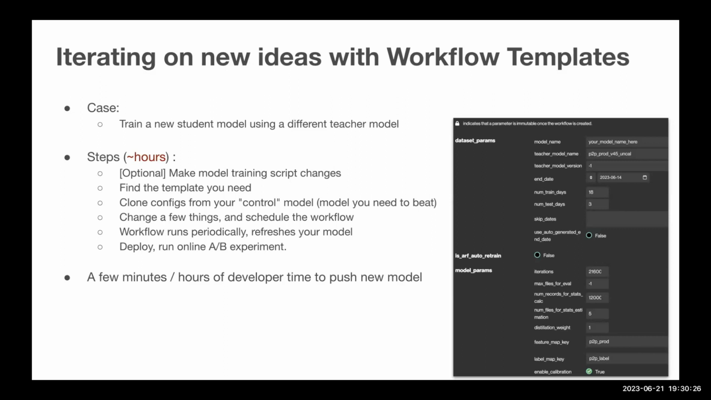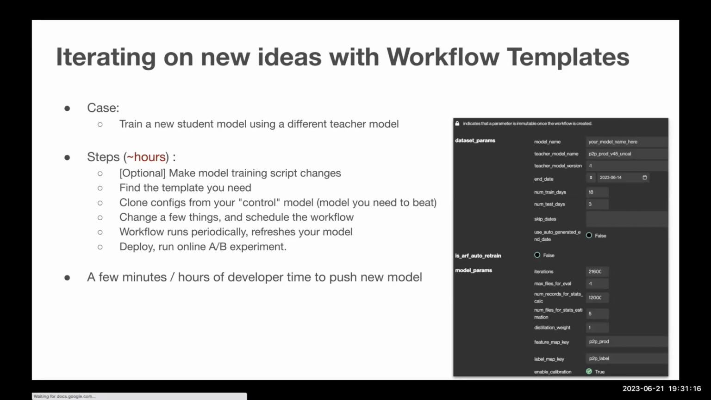So first of all, you just have to find the template that you need. Go to the UI, there's a drop-down, search for the template. And then you can clone the configuration from the model you're trying to beat. You clone that, then you plug in a different teacher model, and maybe you want to try some other configuration, right? You change a few things, click save, the workflow gets scheduled, and it starts running periodically, refreshing the model. Then if you like how the model's performing, you can take it to an online A/B experiment. In this developer flow, you just need a few hours, maybe a few minutes, or maybe a few hours if you want to make minor changes to your training script. But that's all it takes to push a model.